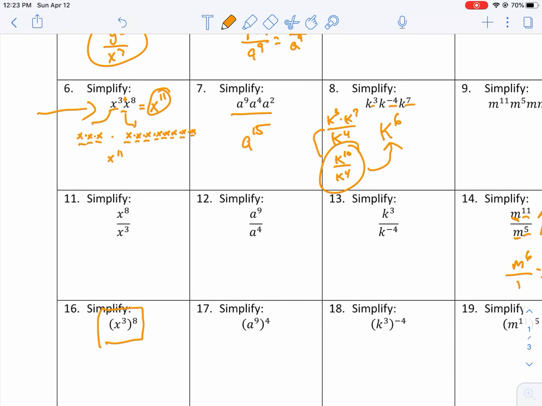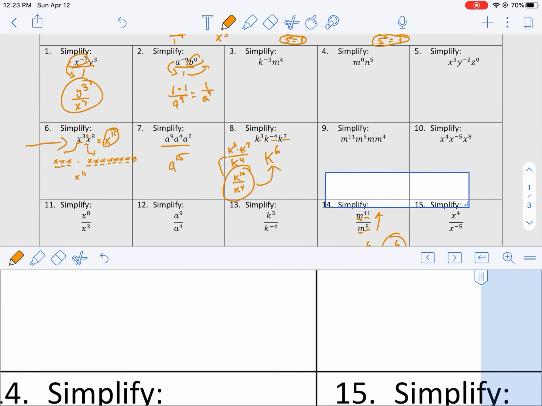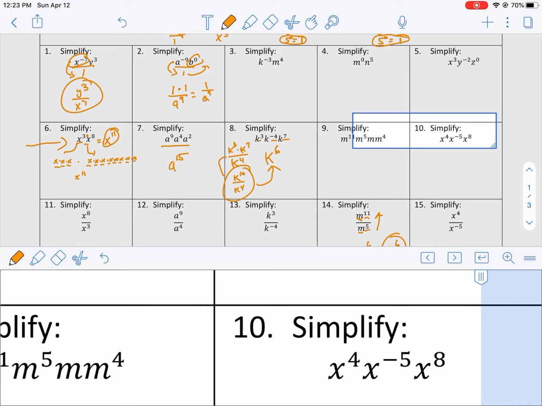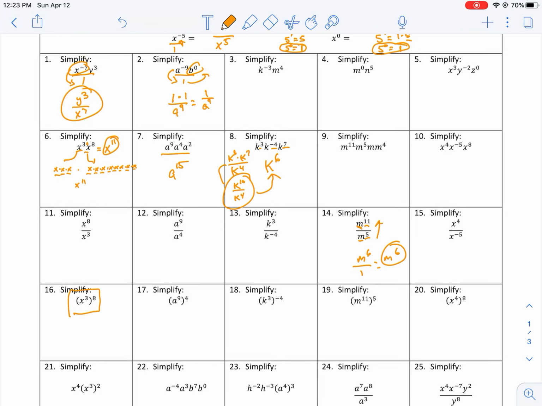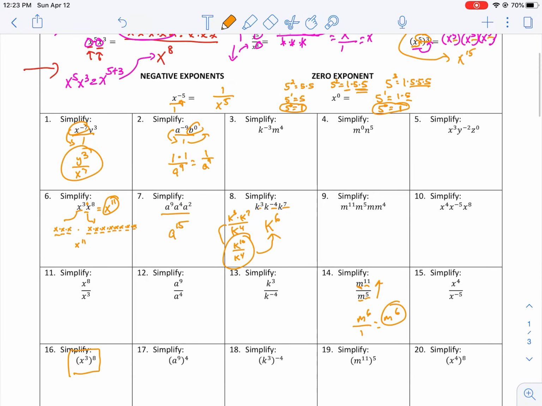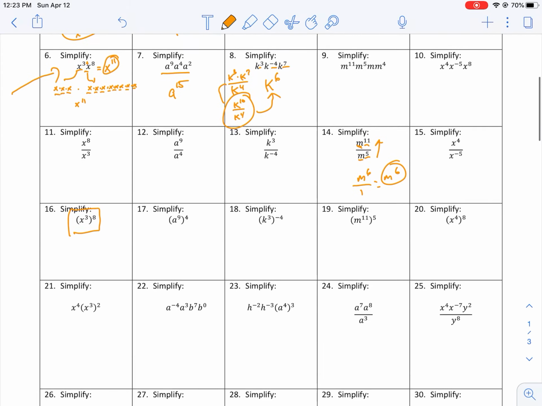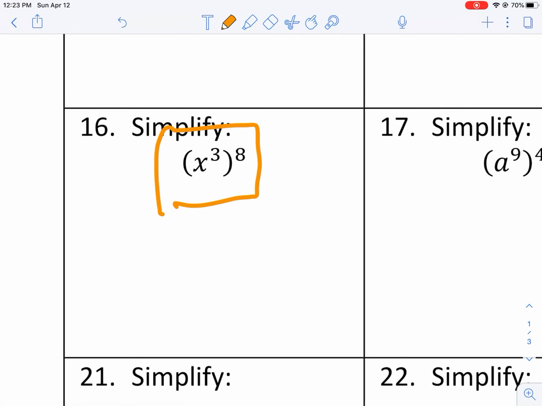Number 16, raising powers to powers. Now they're going to try to trick you a little bit, because we just did x to the 3rd times x to the 8th and got x to the 11th.